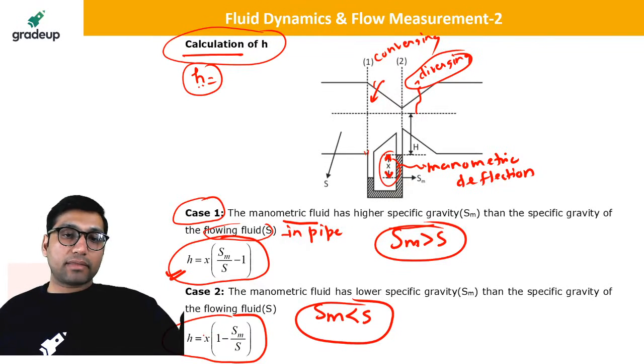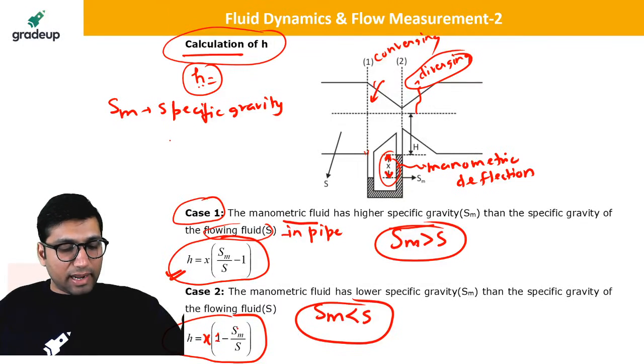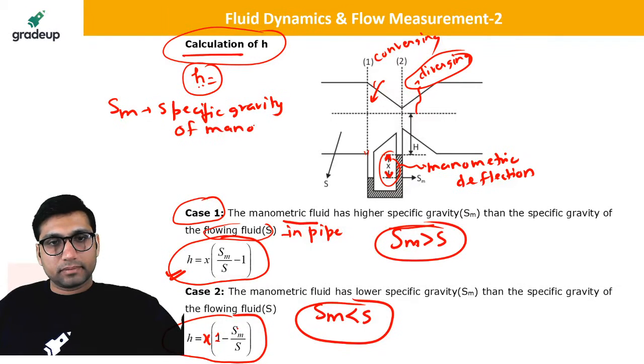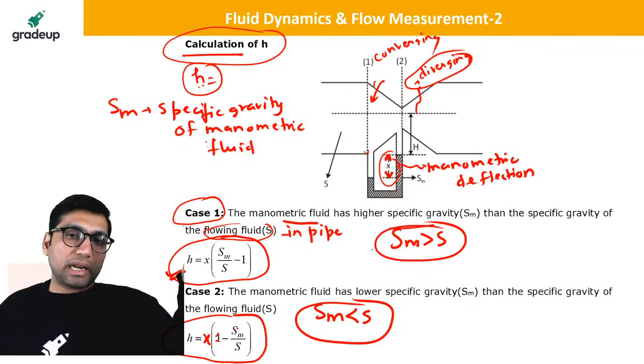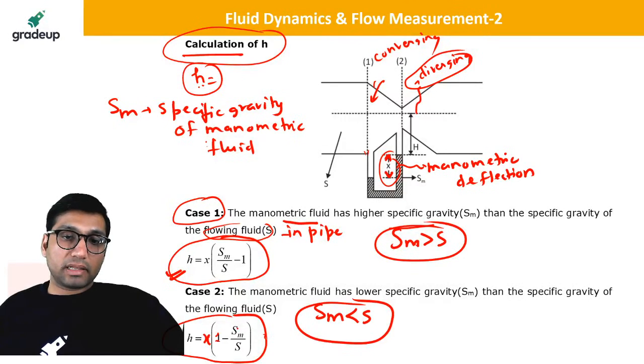So H will become X, where X is the manometric deflection, into 1 minus SM. SM is the specific gravity of the manometric fluid. For an inclined Venturi meter, we neglect the kinetic head. And S is the specific gravity of the liquid flowing inside the pipe. So this is how you will be measuring the value of H.